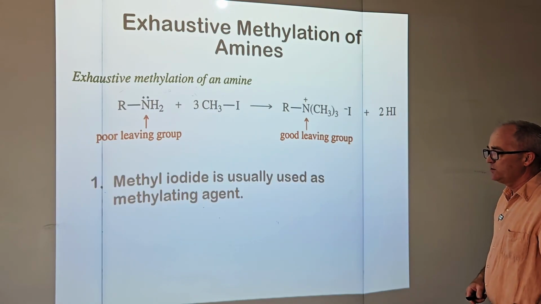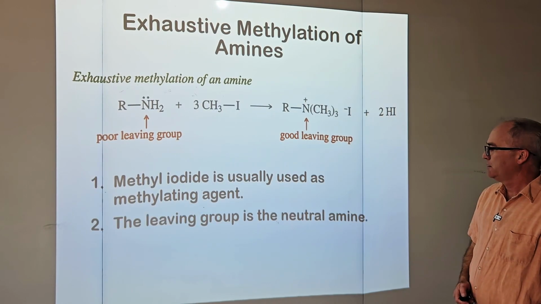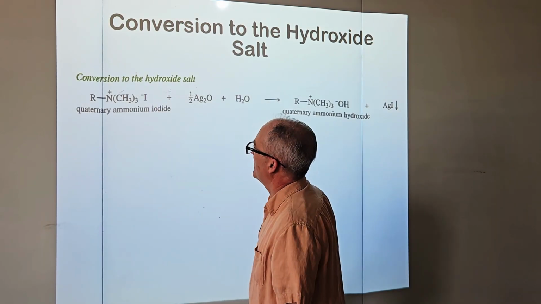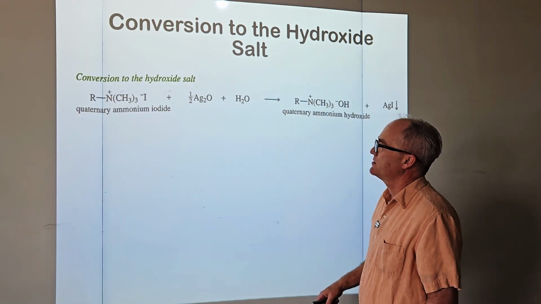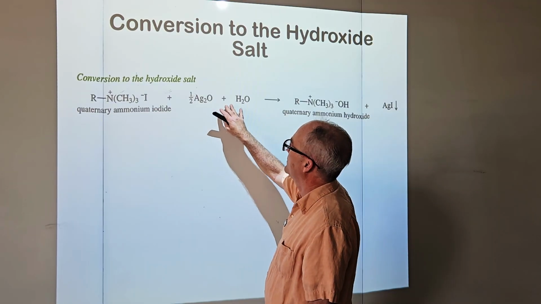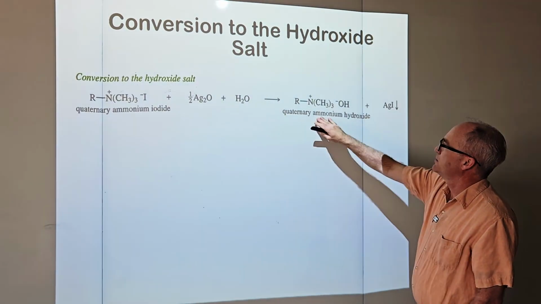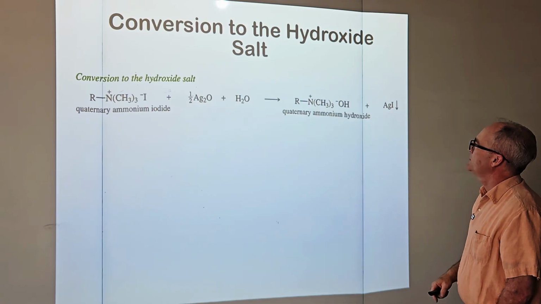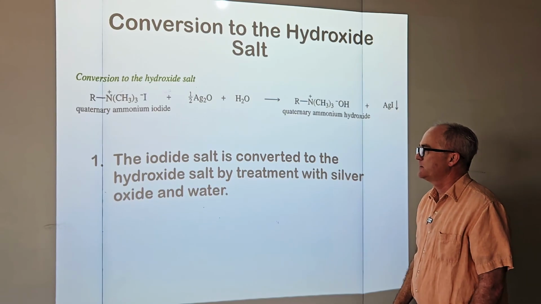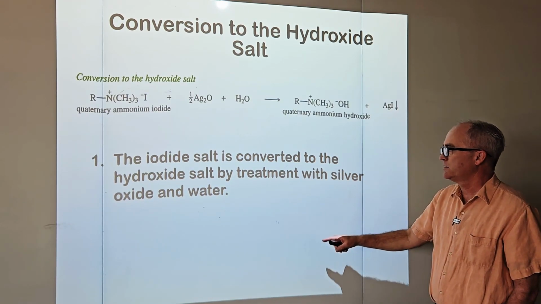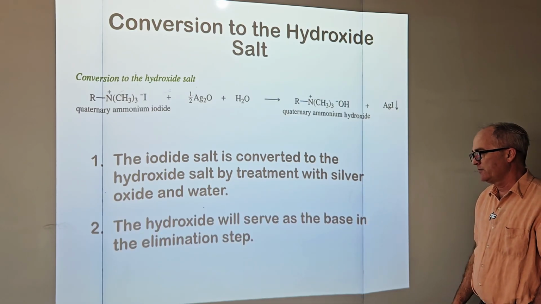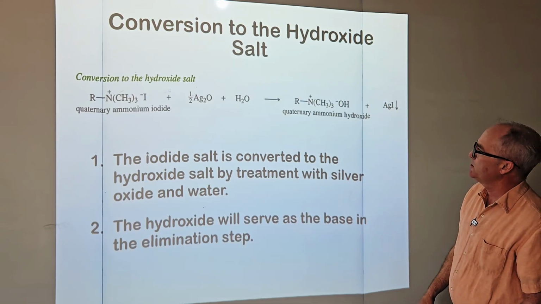Methyl iodide is usually used as a methylating agent, and the leaving group is the neutral amine. So here's our quaternary ammonium iodide. We've just exhaustively methylated the ammonia, and I said somehow we got to get hydroxide. So now here we have our quaternary ammonium hydroxide. Silver iodide precipitates out. The iodide salt is converted to the hydroxide salt by treatment with silver oxide and water. The hydroxide will serve as the base in the elimination step.